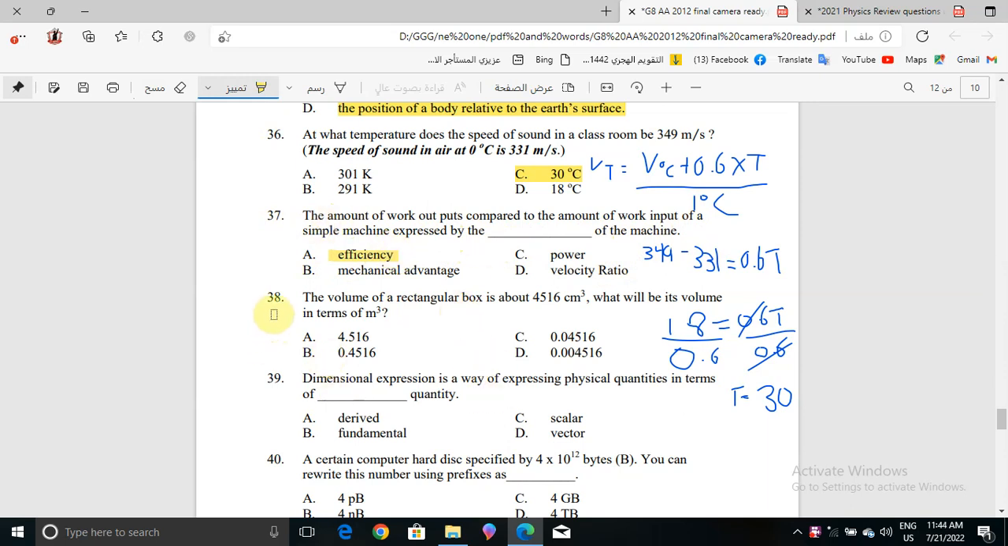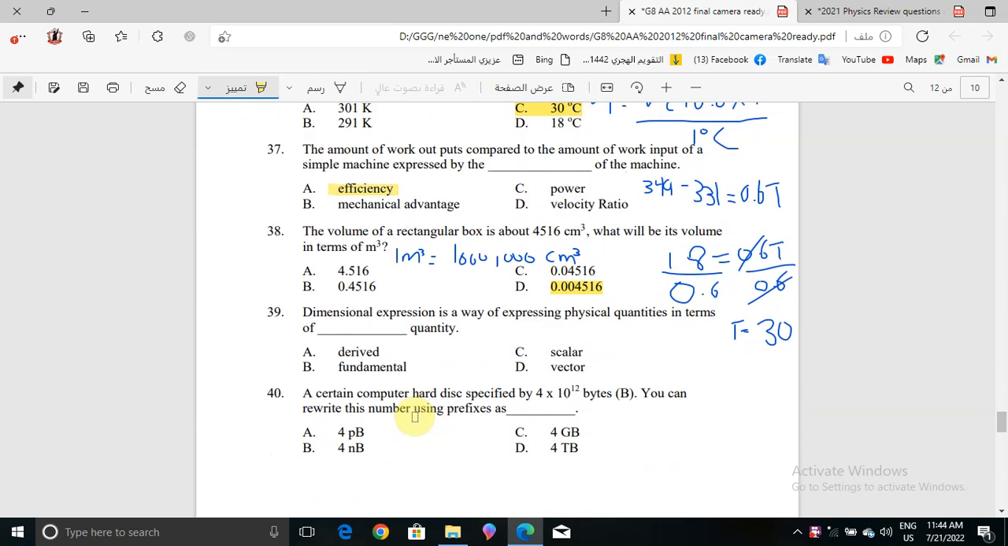Now question number 38. The volume of a rectangular box is about 4,516 centimeter cube. What will be its volume in terms of meter cube? We know that if you want to convert meter cube to centimeter cube, 1 meter cube is equal to 1 million centimeter cube. So the correct answer for question number 38 will be choice D.